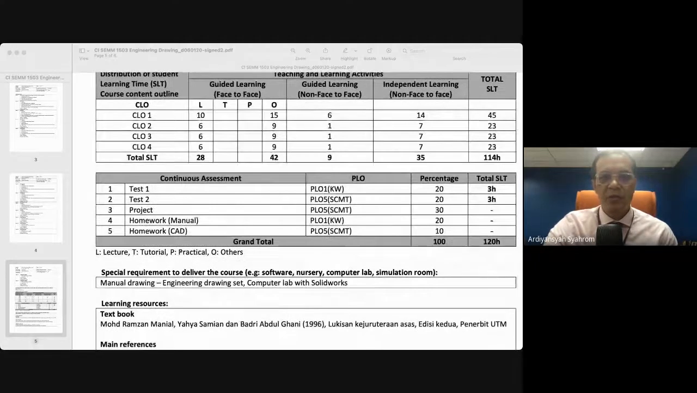This is the most important, the continuous assessment. That is the mark detail for your study. The first, test 1, consists of 20%. Test 2, 20%. Project is 30%. Homework manual is 20%. And homework CAD is 10%. That is a total of 100%.